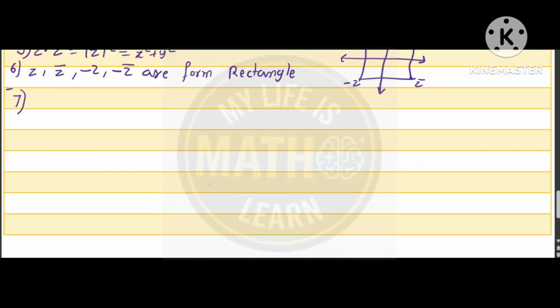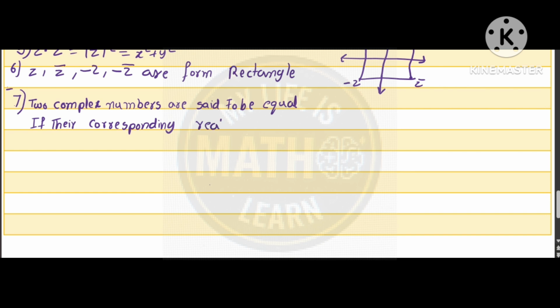Seventh one, two complex numbers are said to be equal if their corresponding real parts as well as imaginary parts are equal. If x1 plus i y1 is equal to x2 plus i y2, then x1 is equal to x2 and y1 is equal to y2. Then it is equal.